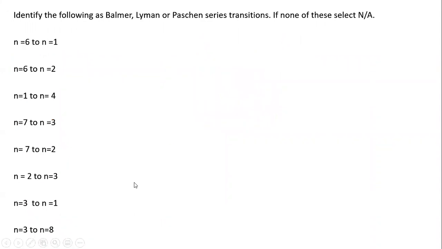Now the last problem deals with different classes of the hydrogen atom transition. And so there are 3 main classes of hydrogen transitions. We have the Lyman series, which occurs in the UV region, and the final n is equal to 1. So whenever you're starting, doesn't matter, but the final n should always be 1.